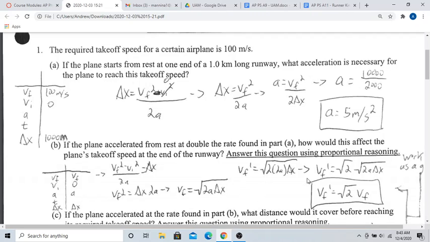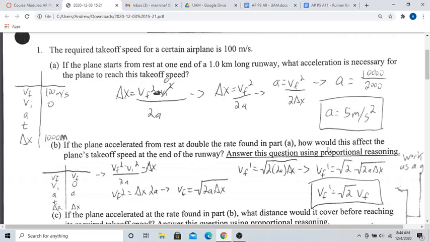Now, what I'm going to do is rewrite this. I put this little dash here to represent VF prime, the new final velocity. I'm going to use this formula, but change the acceleration to now be 2 times the original acceleration. So the new VF is equal to the square root of 2 times the new acceleration, which is 2a, times the same delta x. It's going to go the same distance.